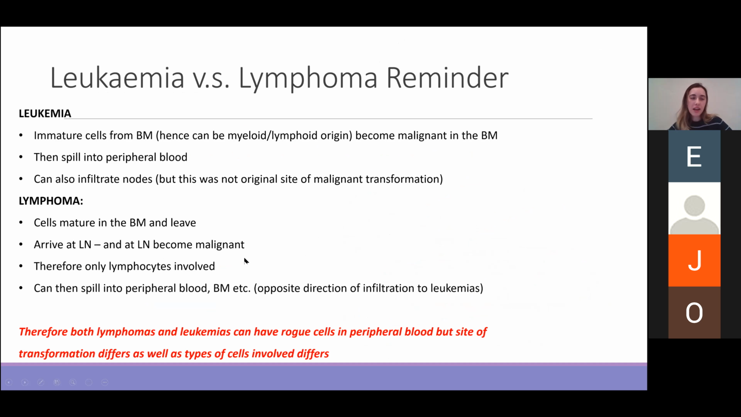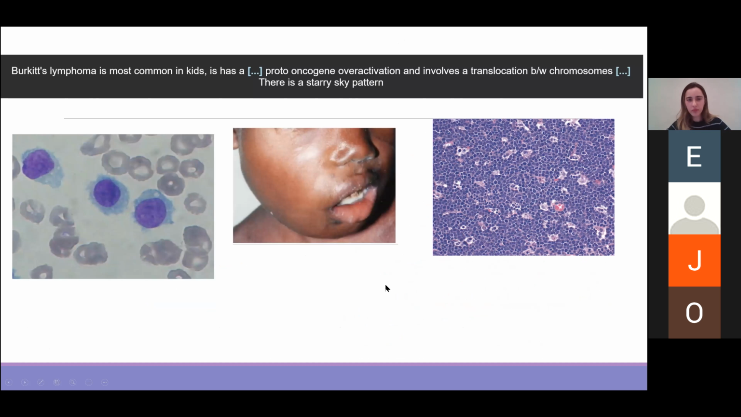This is again another reminder of the difference between the two, because this took me so long to understand why they're both in the peripheral blood. But basically, yeah, this is just another reminder. This is a little question about lymphoma. So I'll give you a little chance to have a think about it.